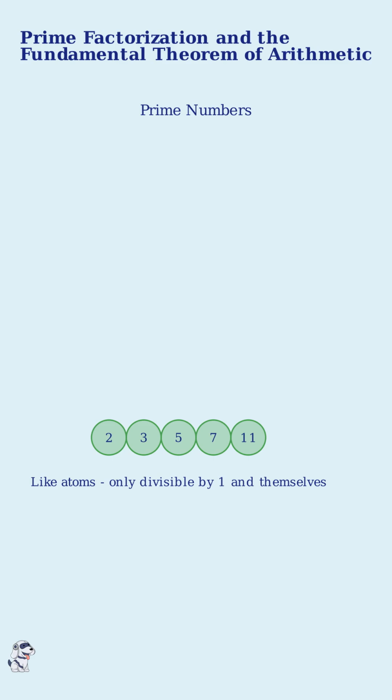Prime numbers are like the atoms of numbers. They can only be divided evenly by 1 and themselves. Examples include 2, 3, 5, 7, and 11. Prime factorization breaks down any number bigger than 1 into a multiplication of prime numbers. For example, 12 can be written as 2 times 2 times 3.